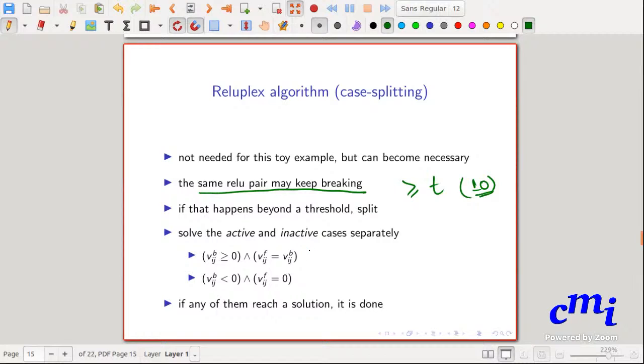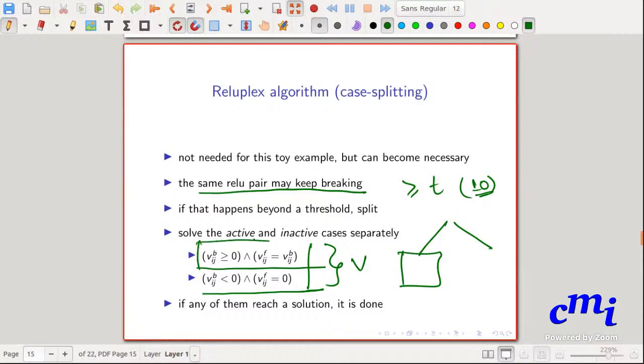Okay. So now what is it that you can do? You cannot give this constraint entirely because this is disjunctive in nature. In the active case, the constraint looks like this. In the inactive case, it looks like this. And you cannot give this or this to the solver. So therefore, you create two copies of your problem. For one copy, you give this particular constraint. For the other copy, you give this particular constraint. So one goes here, the other one goes here, and then you solve these two in parallel. If any of them give you a solution, then you're done.